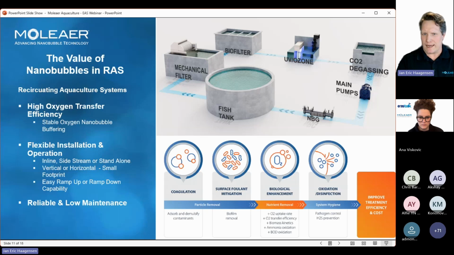Now, looking at such an installation and how the process works, firstly and foremostly, the oxygen transfer to the fish, that is taken care of. That's step one. And then you have the nanobubbles effect in the system.